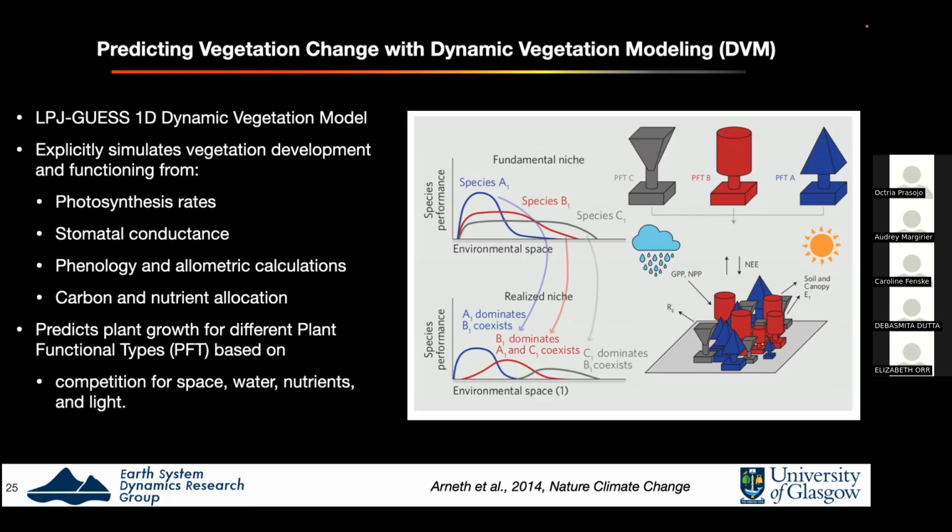The other big advantage of this particular model is that it also accounts for competition between these different plant functional types. Whatever ecosystem you predict here, there are parameterizations based on observations for how these different plant types will compete for space, water, nutrients, and light as that's changing. So the end result is, as your climate changes, this ecosystem can essentially evolve.